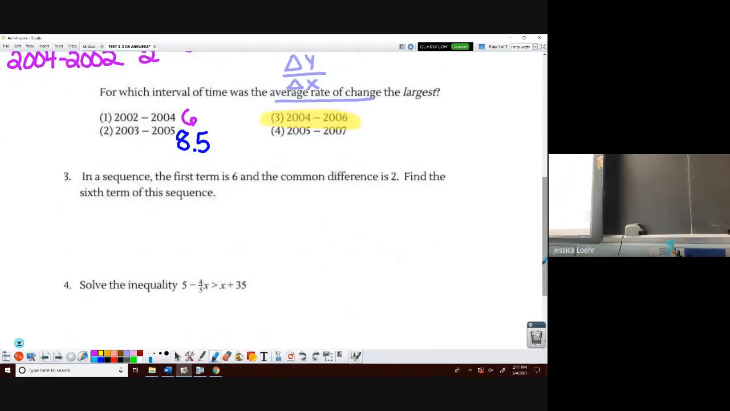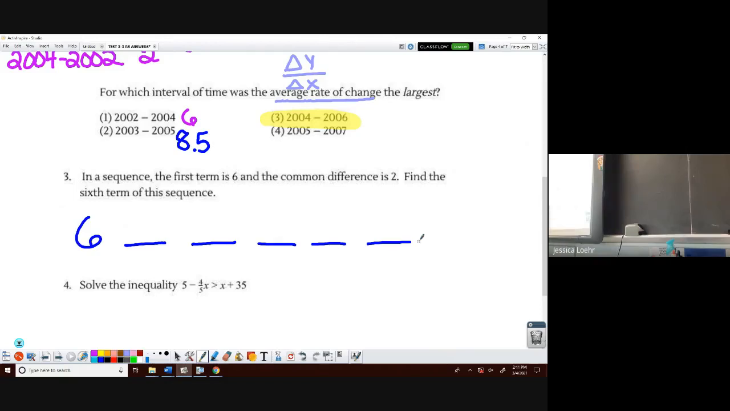Number 3, in a sequence, the first term is 6 and the common difference is 2. Find the 6th term of the sequence. So the first term is 6. You need to find the 6th term. So if this is the first term in the list, here's the second, third, fourth, fifth, 6th, and then I just fill in these blanks.